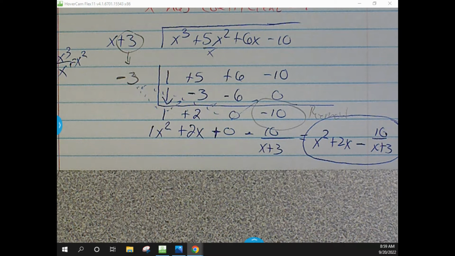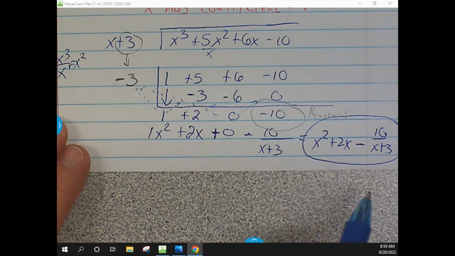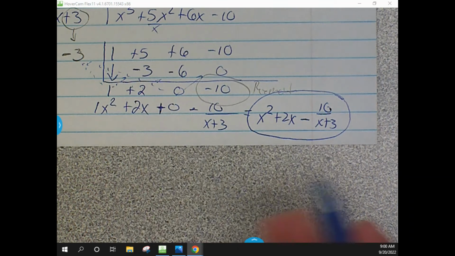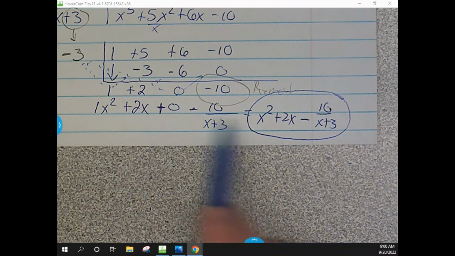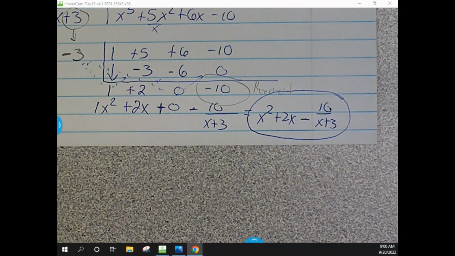All right, let's do another one of those just to make sure we got it. That's what we were saying, that if we clean this thing up, the plus 0 doesn't do anything. And again, we don't need the 1 with the x squared. We can just make it x squared plus 2x, and then minus the 10 over x plus 3.